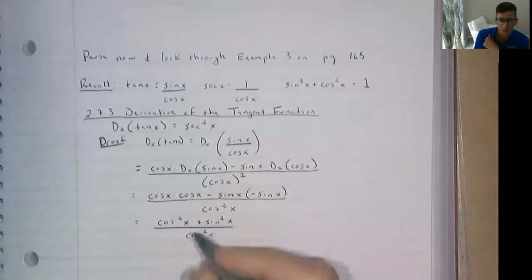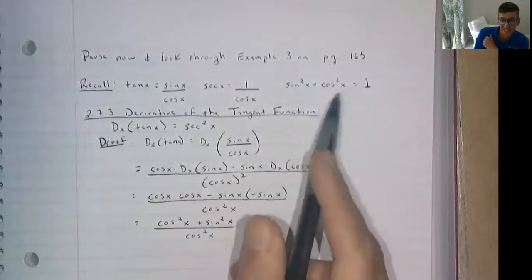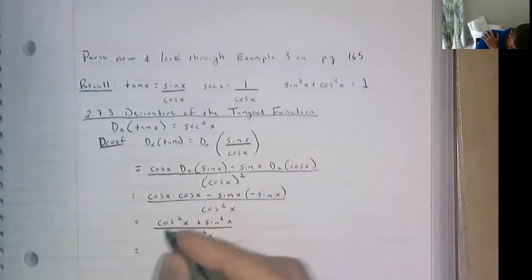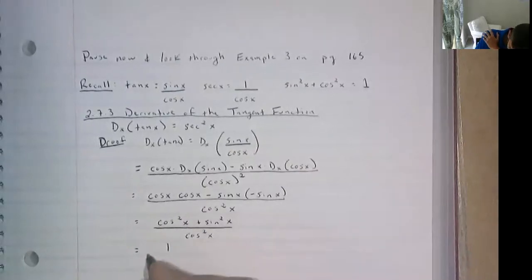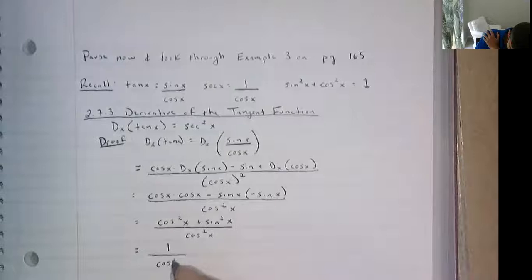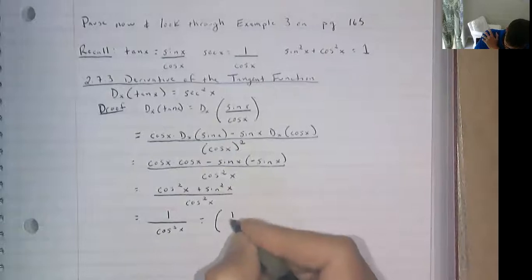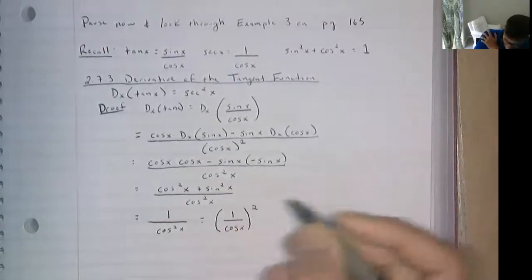And at this juncture, I know somebody's jonesing to cancel this out. No. Don't do that. What we're going to do is apply this one. And check it out. 1, because cosine squared x plus sine squared x is 1, over cosine squared x. Well, let's just write this a little differently. This is 1 over cosine of x squared.